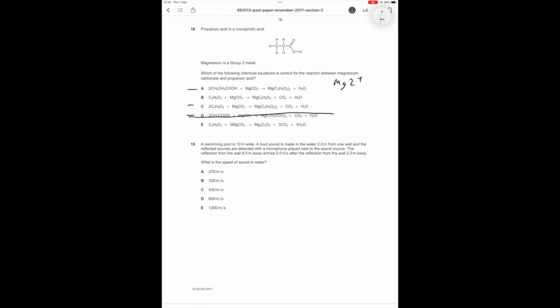If you remember correctly, when you're reacting an acid with a carbonate, you're going to get carbon dioxide produced as well as water. Since A doesn't have any carbon dioxide in it, we can get rid of A. By process of elimination, the only correct answer option possible is C, where we're getting magnesium propanoate, carbon dioxide, and water produced. So for this question, the correct answer option is C.